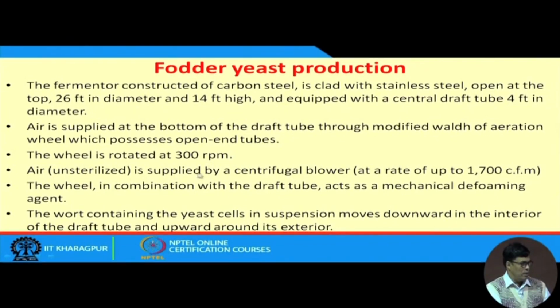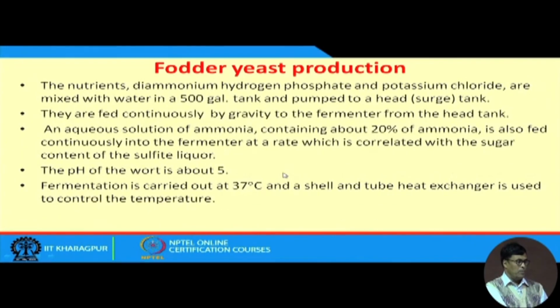This air is supplied by the centrifugal blower at the rate of 1700 cubic feet per minute, CFM. The wheel, in combination with the drop tube, acts as a mechanical defoaming agent. The liquor containing the yeast cell suspension moves downward in the interior of the drop tube and upward around the exterior. This is the typical feature of the fodder yeast fermentation process that we have.